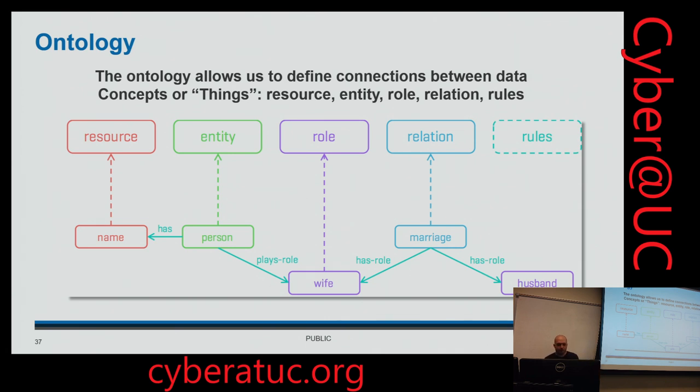A resource, entity, role, relation, rules. So here we have: a wife is a role. A person can play the role of wife. A person is an entity. A person has a name. That name is a resource. So we can build these relations between things.